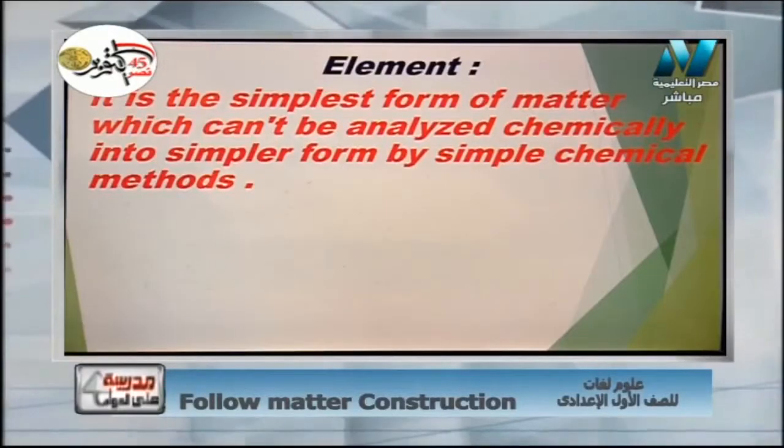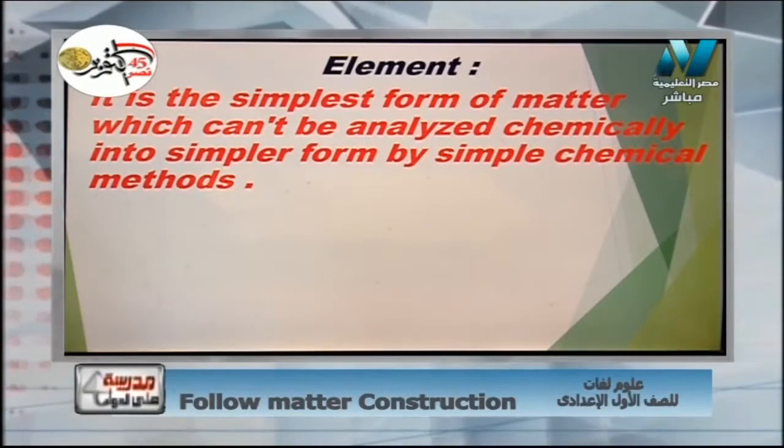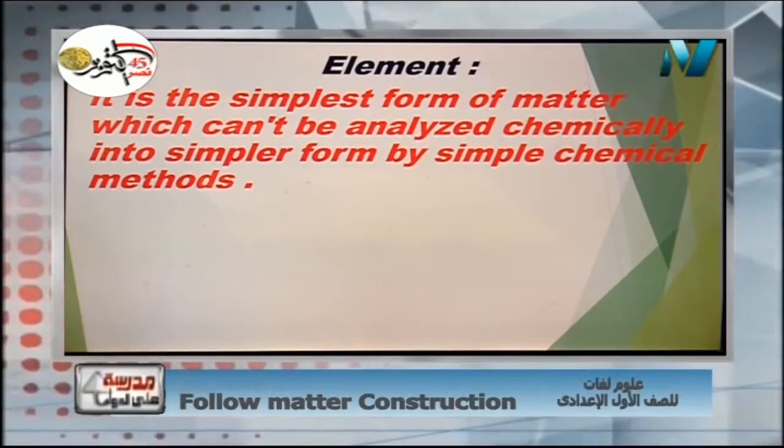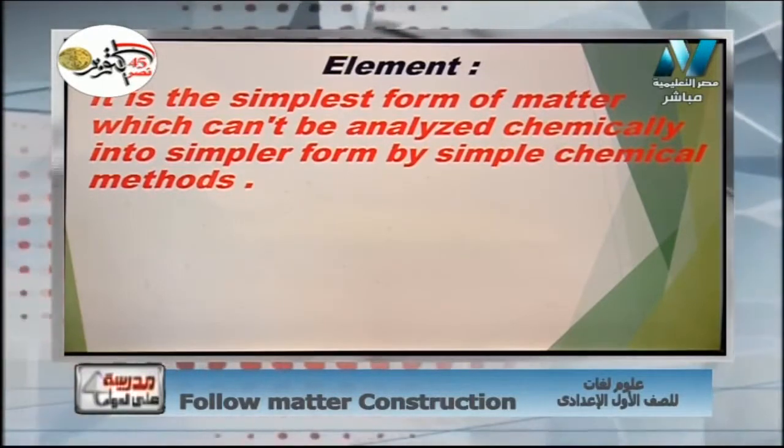So iron key is simpler than the door. So iron key is an element, while the door is matter. And I believe that iron key is also matter. Iron key is matter, door is matter, but the difference is iron key is the simplest form of matter and can't be analyzed into different substances. So again, element is the simplest form of matter which can't be analyzed chemically into simpler form by simple chemical methods.